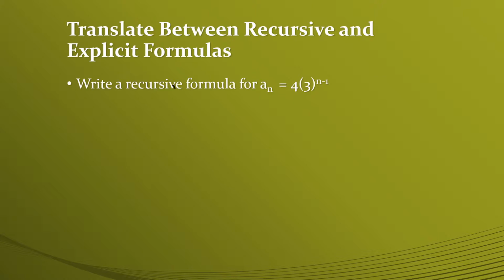So let's kind of define what we know. This 4 then is going to be equal to a1, because if we remember from that explicit formula, that's what that value would hold. And this r is our common ratio. And then n minus 1.